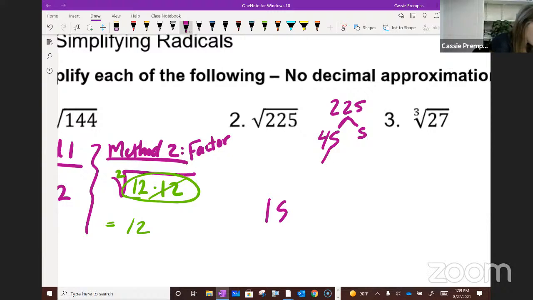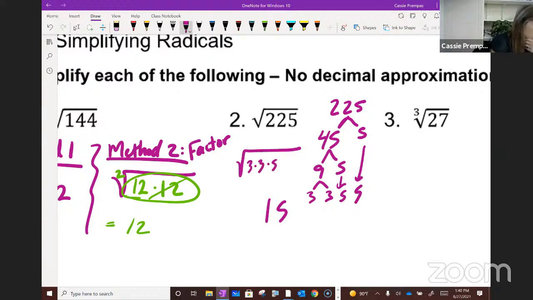And then if I break down 45, what goes into 45? 5 and 9. And then if I break down 9, what goes into 9? 3 and 3. Now, if I get to the end of my factoring tree and there's a lot of factors at the end, I might want to line them up just so I don't forget any. What we did is we used the prime factorization. The square root of 225 factors all the way down into 3 times 3 times 5 times 5.